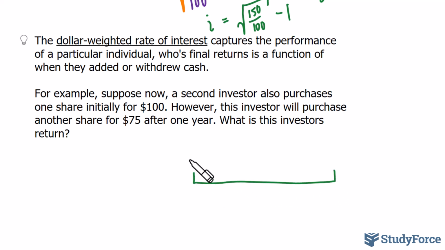So initially, it costs $100, and that's at time 0. After 1 year, where t is equal to 1, another share was added for $75. And then after 2 years, it is $150.